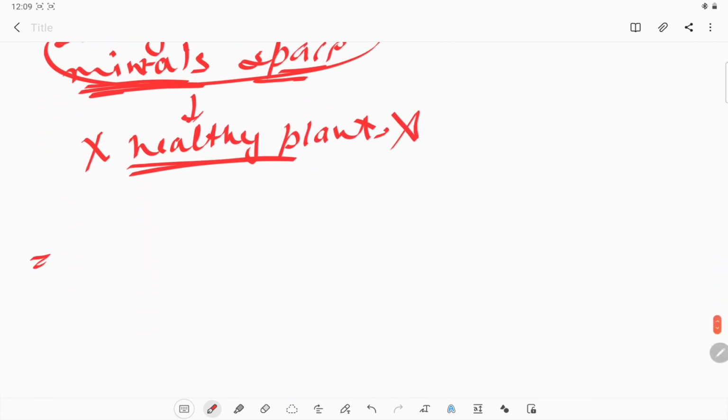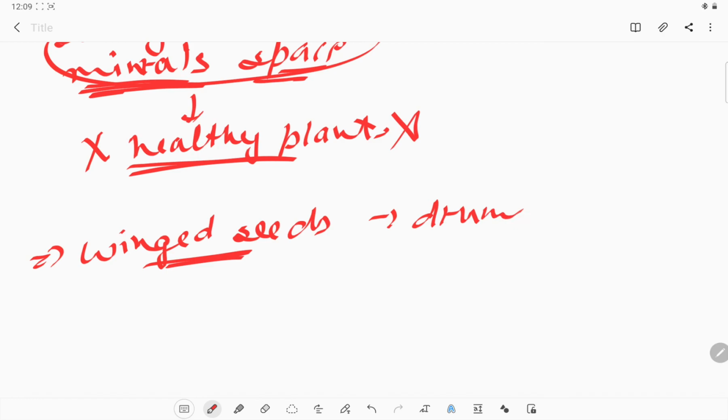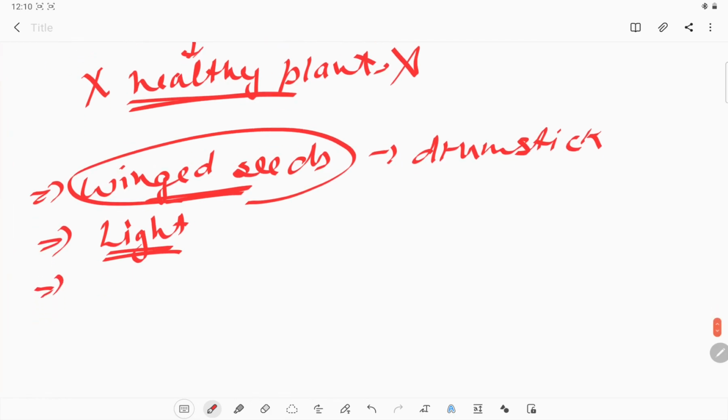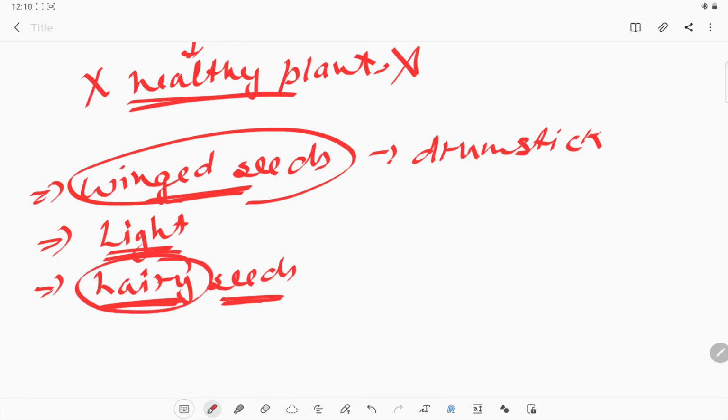How will the dispersal be helped? The seed may be a winged seed. In some species we can see winged seeds, like in the drumstick, for example, or maple is also an example. Here the seeds are winged, they can fly with the air current, and go from one place to another. Sometimes our seeds are very light, and because of that light weight they can travel from one place to another. Sometimes some seeds are hairy, and because of that hairy portion they can easily travel from one place to another.